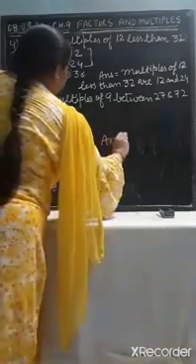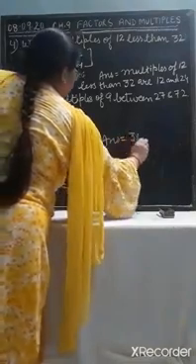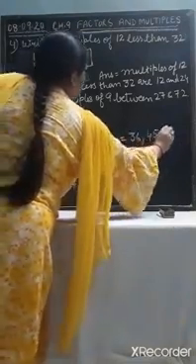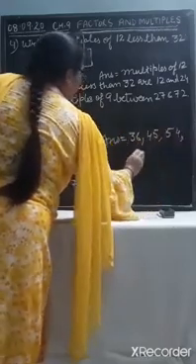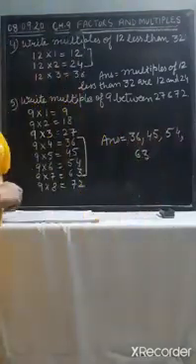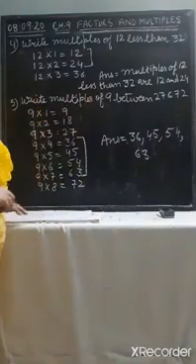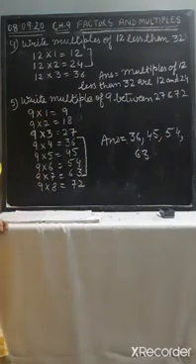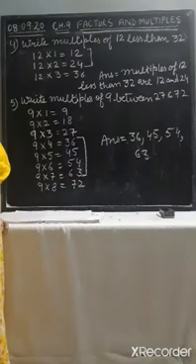Answer is 36, 45, 54 and 63. These are the multiples of 9 between 27 and 72. Hope the concept of multiples is clear to you.